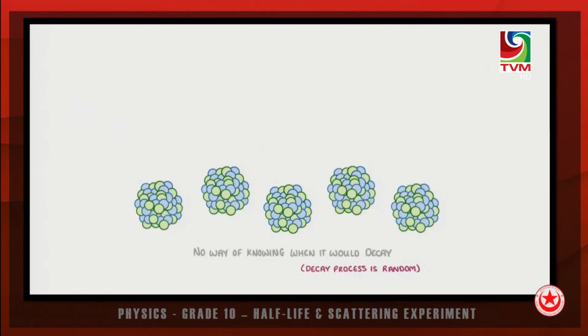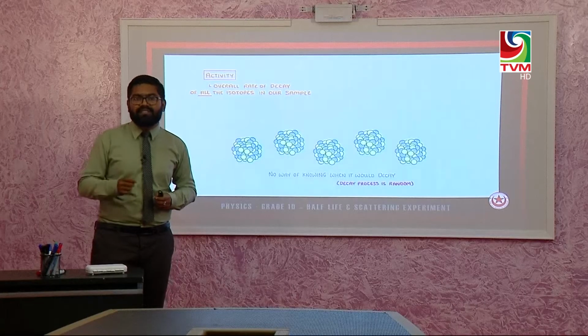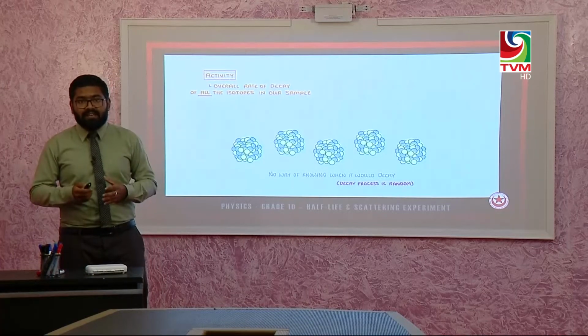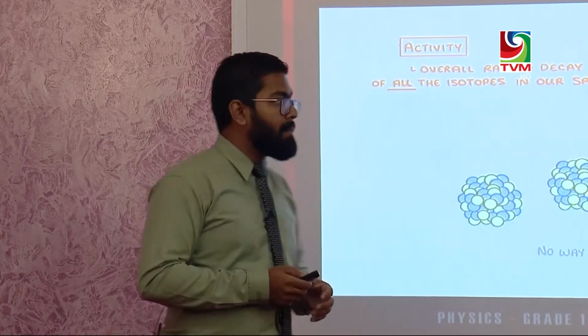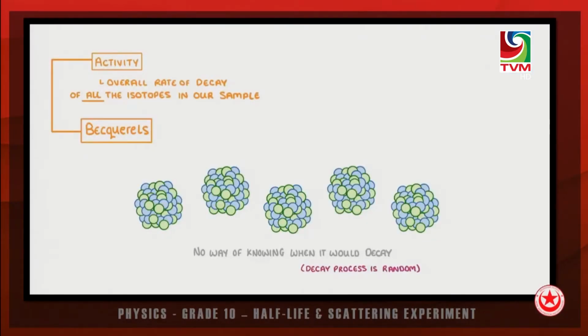In a case where we have a single nucleus, we will not be able to identify things easily. But in a case where we have a lot of radioactive nuclei, we can identify two things. Number one is the activity. How do we define the activity? It is the overall rate of decay of all isotopes in the sample. You must be wondering what decay means. We have discussed in our previous lesson that when a radioactive nucleus undergoes radioactivity, that is called a decay process. If it is emitting alpha, beta, or gamma, that is called decaying. And the unit of activity is the becquerel.